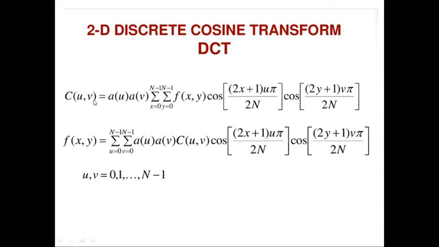Similarly, from the computed C of u comma v values, we are able to get back the original signal f of x comma y. So C of u v multiplied by the inverse kernel, here the forward kernel is the same as the inverse kernel, multiplied by the normalization factors for u equal to 0 to n minus 1, v equal to 0 to n minus 1, you are getting back the original signal f of x comma y. This we call the reconstructed signal. From the computed two-dimensional DCT values, we are once again getting back the reconstructed signal from the discrete cosine transform computed values.